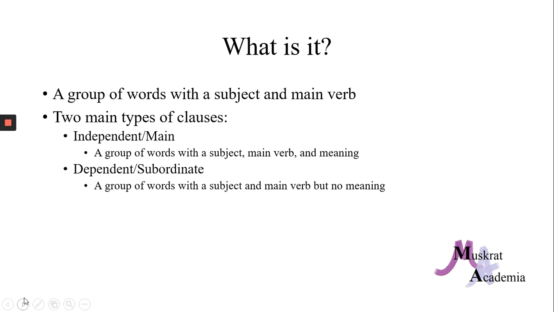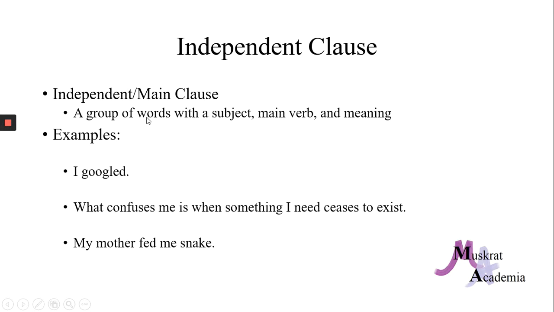So what is a clause? Well, it's a group of words with a subject and main verb. There are two main types of clauses: independent or main clauses, and dependent or subordinate clauses. The only difference between the two types is whether or not the clause can stand by itself. Independent clauses can stand by themselves because they have meaning, while dependent clauses cannot stand by themselves because they do not have meaning. So an independent clause is a group of words with a subject, main verb, and meaning.